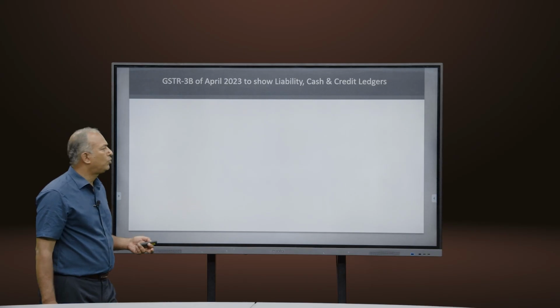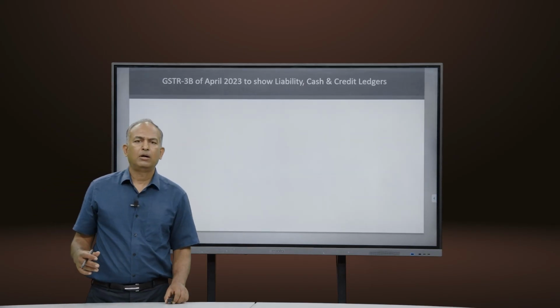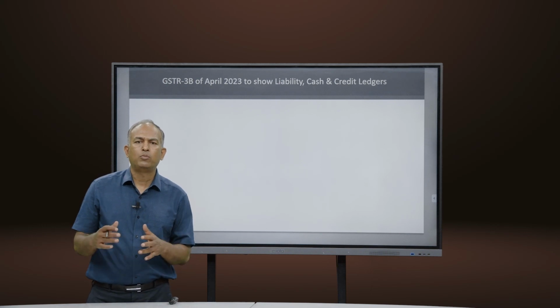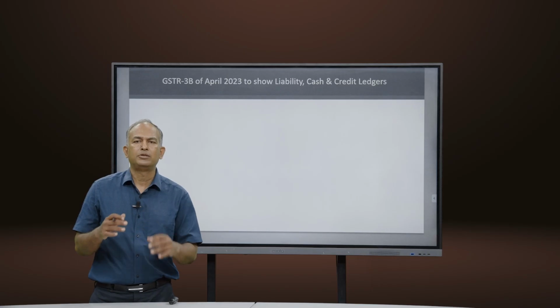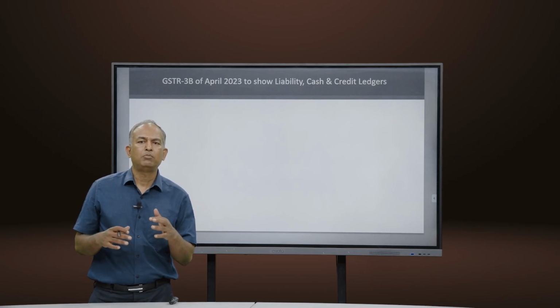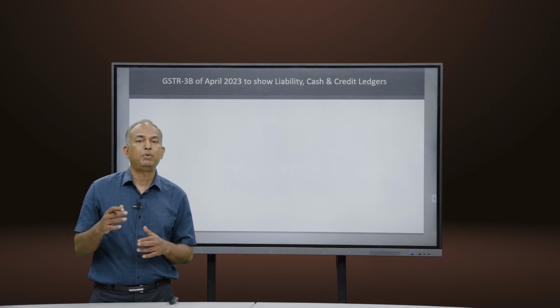Now, I just want to touch upon one more aspect. I told you about the system being robust enough to take care of what happens if 4A minus 4B is a negative figure. One of the things, if you remember with reverse charge, is that whatever is a reverse charge liability has to be paid through the cash ledger only. It has to be paid from the cash ledger only.